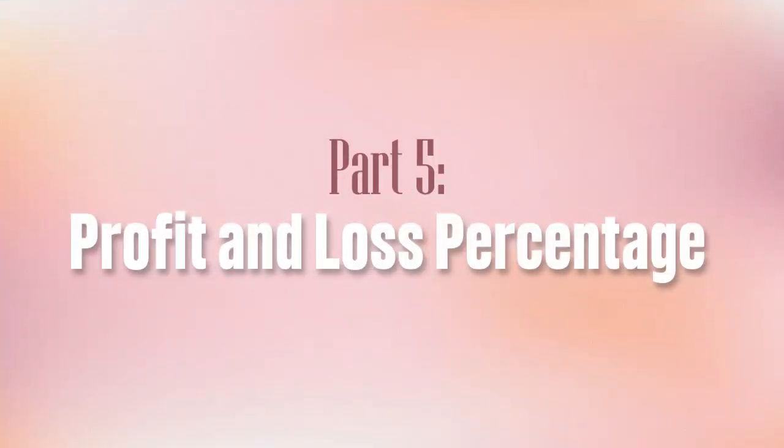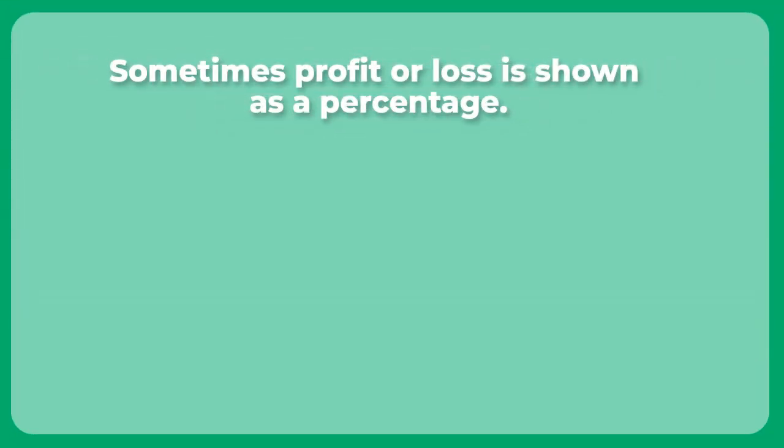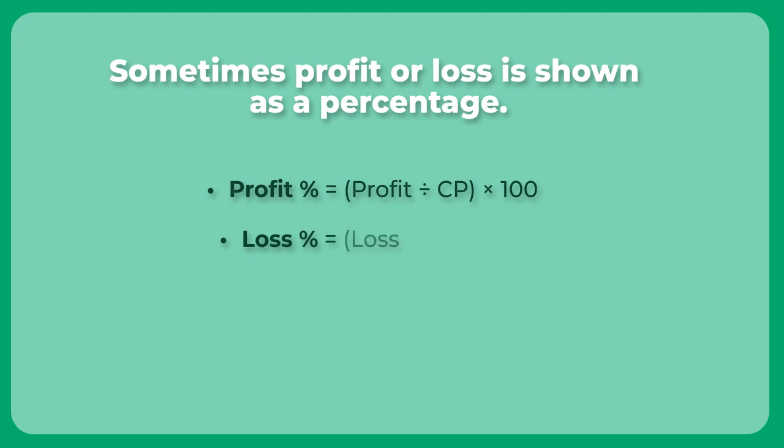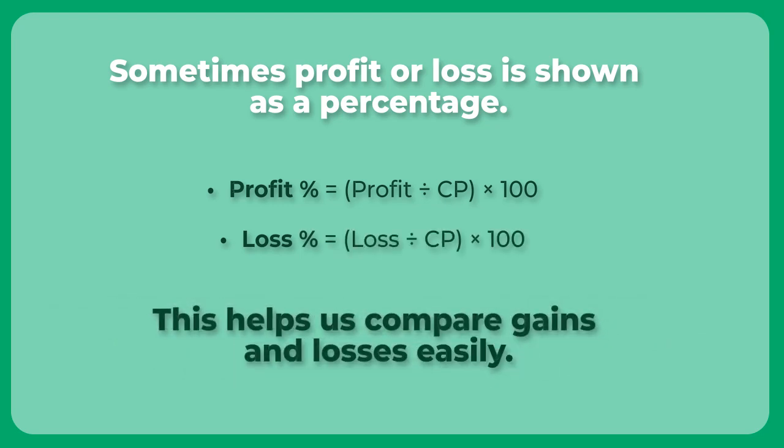Part 5. Profit and loss percentage. Sometimes profit or loss is shown as a percentage. Profit percent is equal to profit divided by CP into 100. Loss percent is equal to loss divided by CP into 100. This helps us compare gains and losses easily.